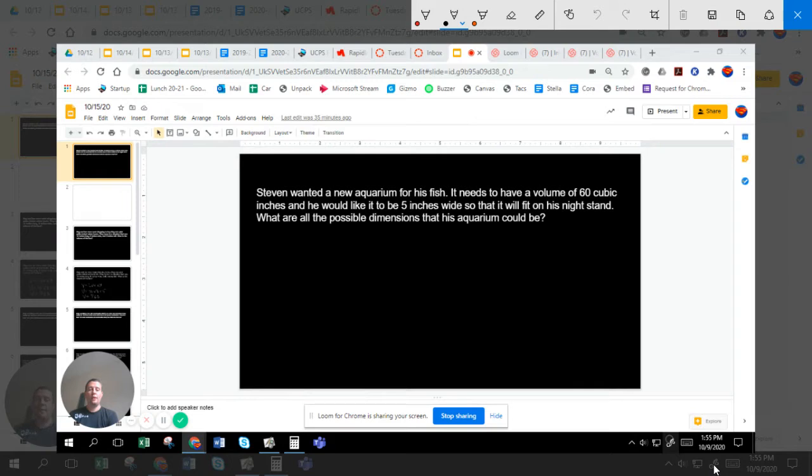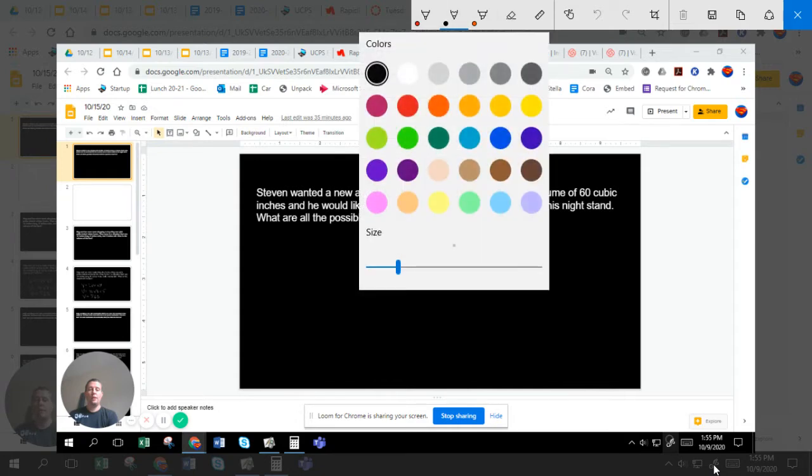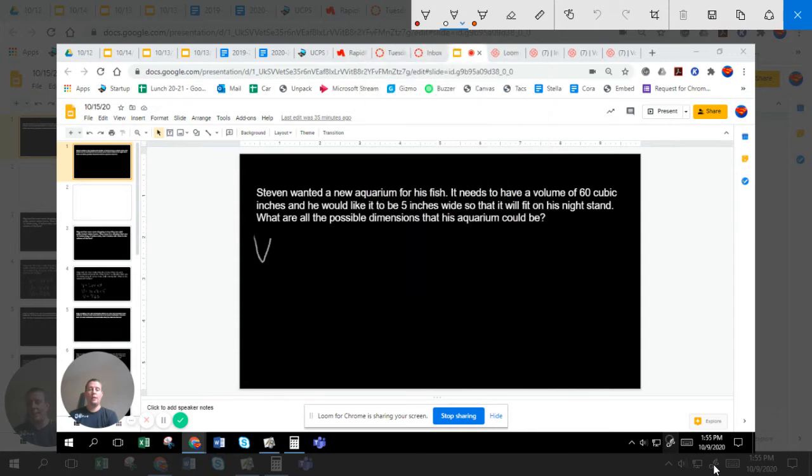So Stephen wanted a new aquarium for his fish. It needs to have a volume of 60 cubic inches. All right, I'm going to stop for a second. So right there, that's one thing I know. I need a volume that's equal to 60 inches cubed. All right, now he would like it to be 5 inches wide so that it'll fit on his nightstand. All right, width needs to be 5 inches. And what are all the possible dimensions that his aquarium could be?